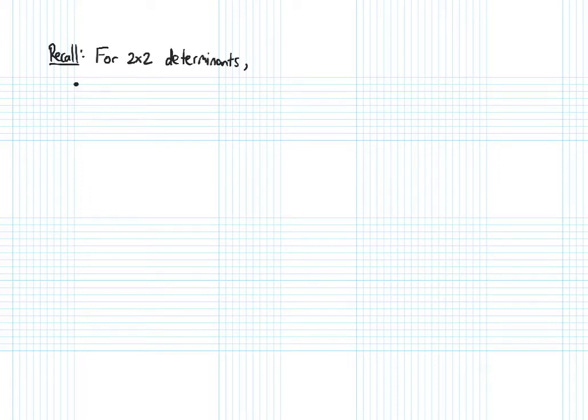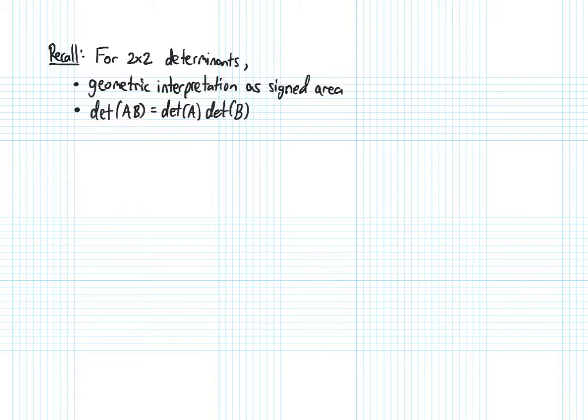Hi everyone. In the previous lecture, we found the following things about the 2x2 determinants. The first thing is that it has this geometric interpretation in terms of the signed area of the parallelogram formed by the images of E1 and E2 under the transformation. The second thing is compatibility with multiplication. Determinant of A times B is determinant of A times determinant of B. We also saw that the determinant of the identity matrix is 1.